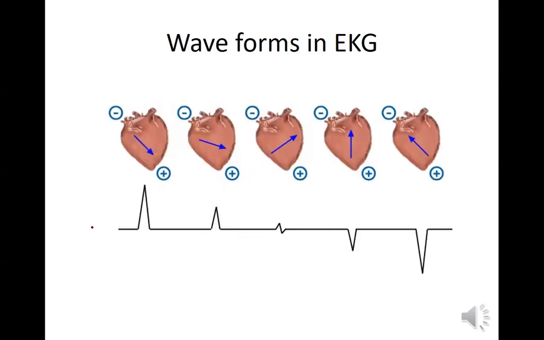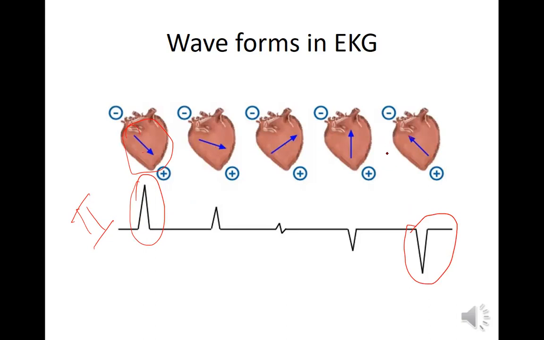This is all lead 2 down on the bottom. And the purple arrow is all the mean QRS vector changing. So this is what we like. This is where we want to live. This is what we want to see in lead 2. We don't want to see this. That means the QRS vector has completely turned 180 degrees.